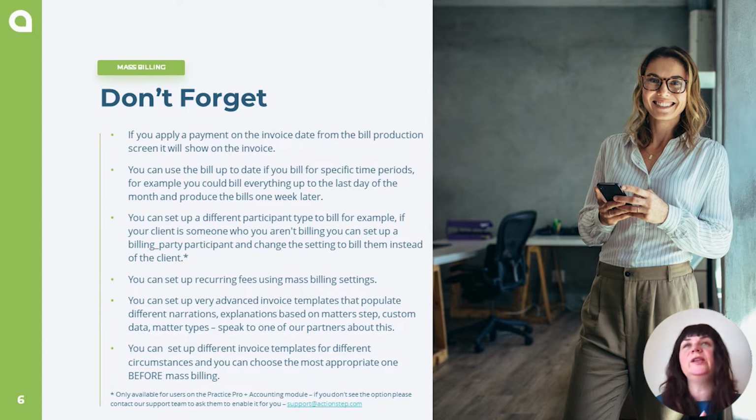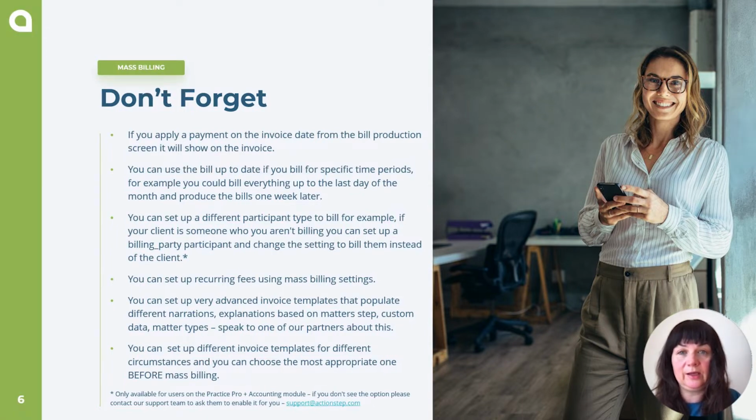You can also set up different invoice templates for different situations. So say, for example, we have one invoice that has a narration for a fixed fee, and we have a different invoice template that shows time records. We can pick and choose these settings at the mass billing stage so that it will know what invoice template to use for that particular matter. And I will go through all of these during the demonstration.